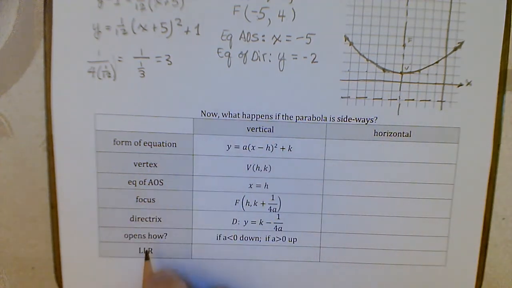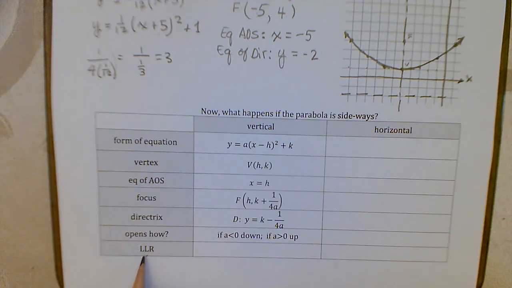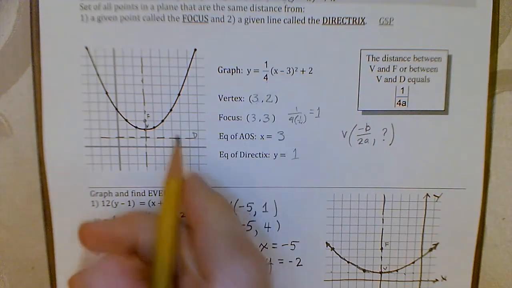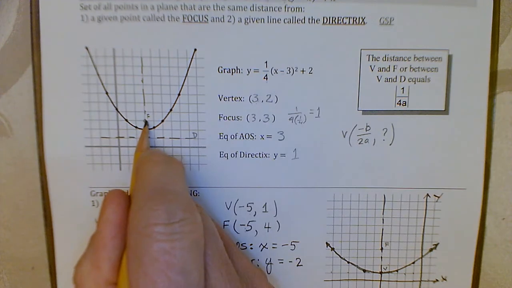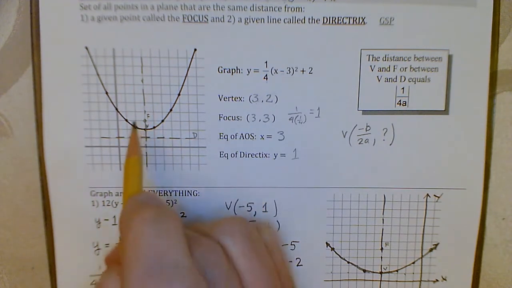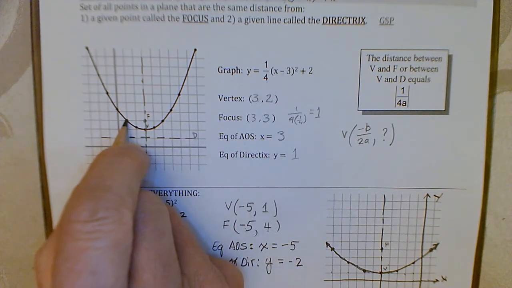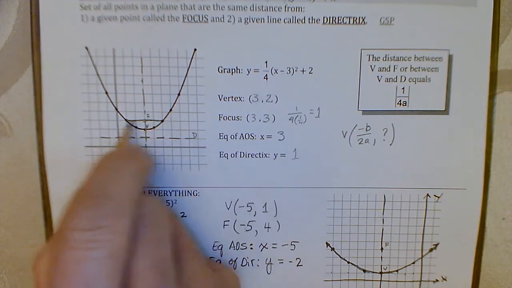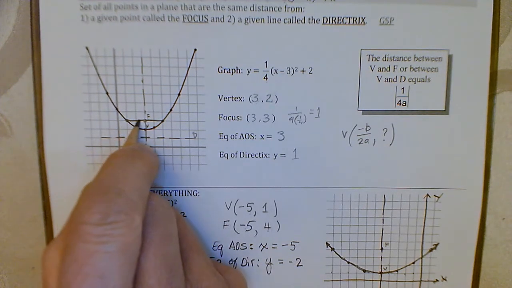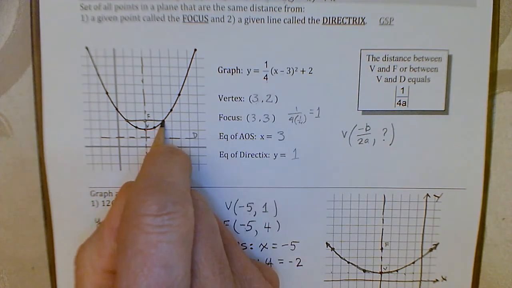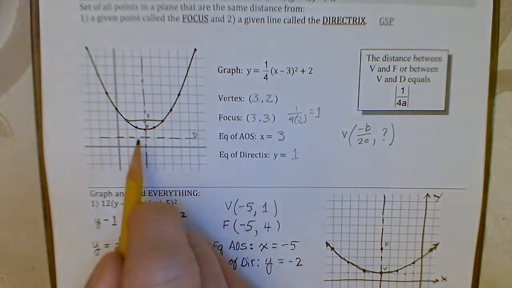Okay? Now, this last thing, LLR, is one thing that we kind of skipped over. You might see it. That stands for the length of something called the latus rectum. So the latus rectum, let's go back up to our graph here. There is a segment that is perpendicular to our axis of symmetry, parallel to our directrix, that goes through the focus and has endpoints on our graph. So this segment starts here at this point, goes through the focus, and ends at another point on the other side of the parabola. That is referred to as the latus rectum.